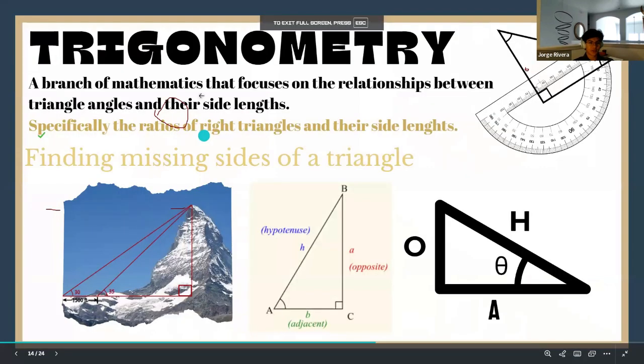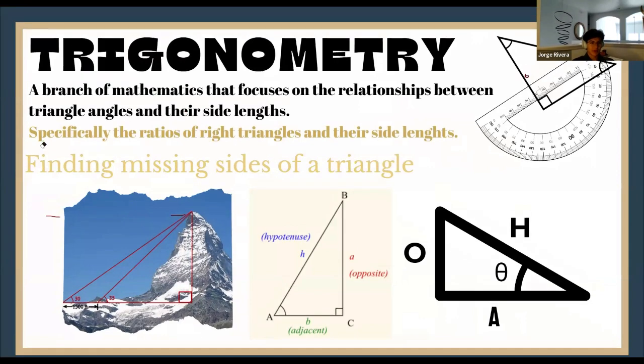All right, so trigonometry. This is a branch of mathematics. I don't expect you guys to be super good at this, but I'm still gonna put everything on these notes. So trigonometry is a branch of mathematics that focuses on the relationships between triangle angles and their side lengths, specifically the ratios of right triangles and their side lengths. This helps us find the missing sides of a triangle.